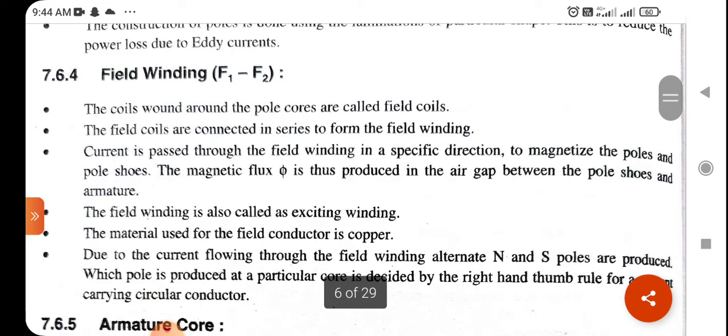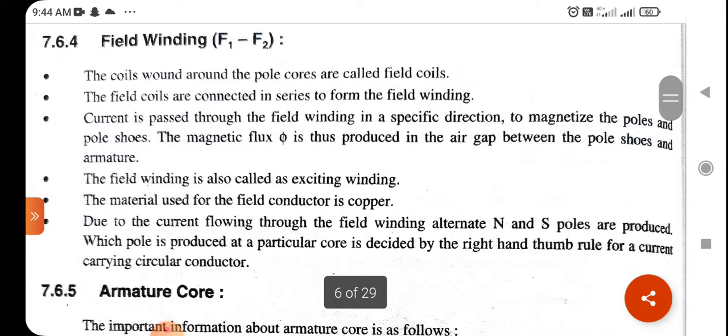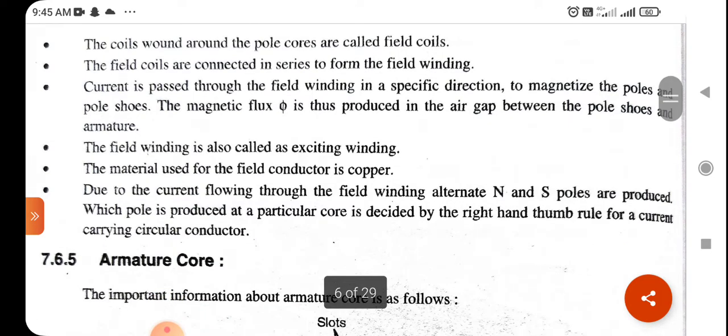Next one is the field winding. The coil wound around the pole core is called the field winding. The field coil is connected in series with the field winding. Current passes through the field winding in a specific direction to magnetize the pole and pole shoe. The pole flux phi is thus produced in the air gap between the pole shoe and armature. The field winding is also called the exciting winding. The material used for the field winding conductor is copper. Generally we can also use aluminum, but aluminum is not as suitable as copper, because copper has a high melting point and aluminum has a low melting point.